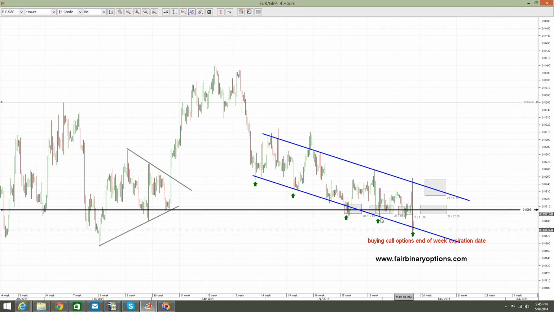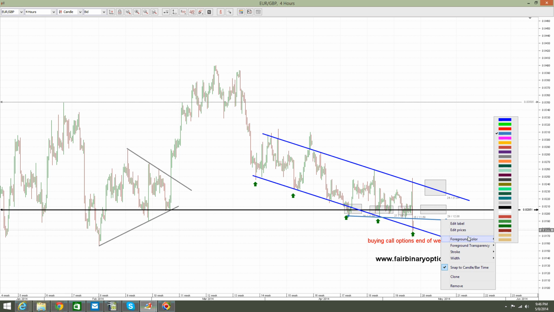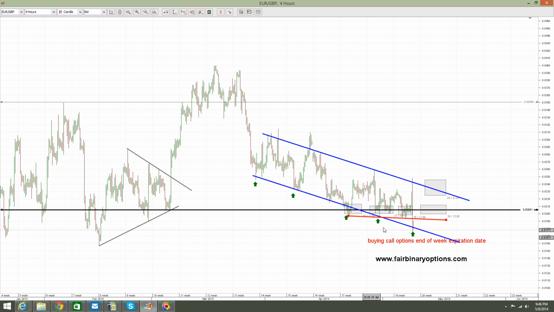If you take a trend line from here to here like this, and make it bigger, of course, let's make it red, and then take this one from here to here, that would be the falling wedge broken to the downside, and now the price to rebound a bit.